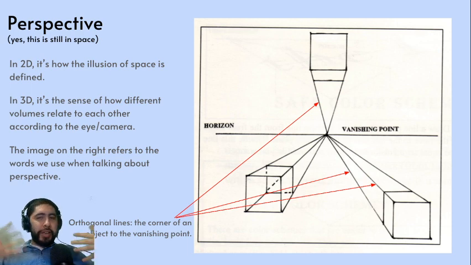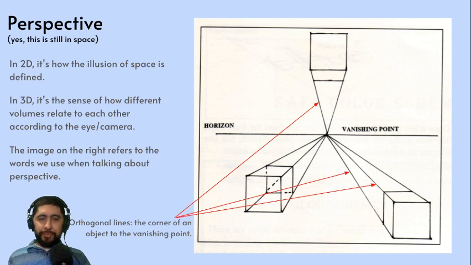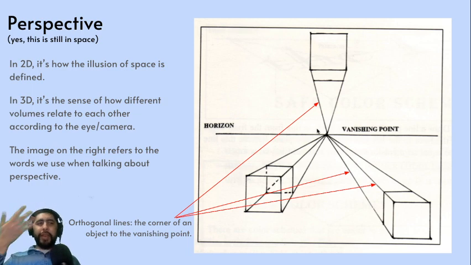So again, we're looking at things in 2D, but perspective is imitating a 3D space to give us a sense of how objects relate to each other. Okay, so right here we have the horizon. Everyone knows what a horizon is. It's where the sky meets the ground visually, according to your perception.